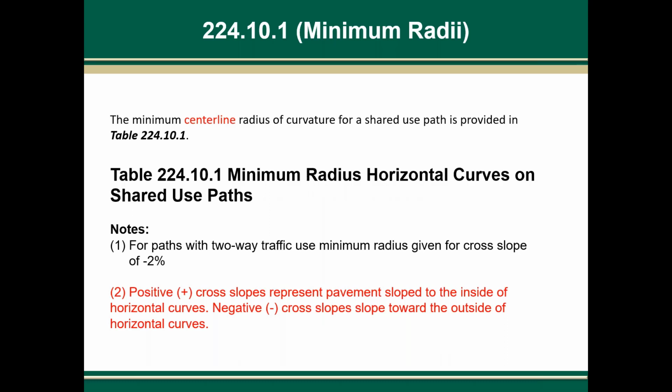There was some confusion about this in the past, and so we wanted to help make it more clear by adding the red text. So we specify that the minimum centerline radius of curvature for a shared use path is provided in table 224.10.1. And then within that table, at the very bottom of the table, there's a couple of notes, and we added the second note to say positive cross slopes represent pavement sloped to the inside of horizontal curves. Negative cross slopes slope toward the outside of horizontal curves.